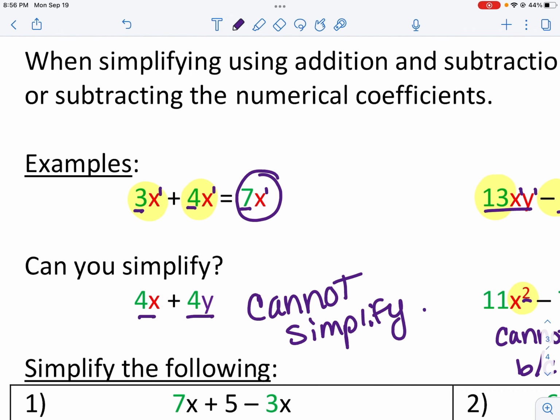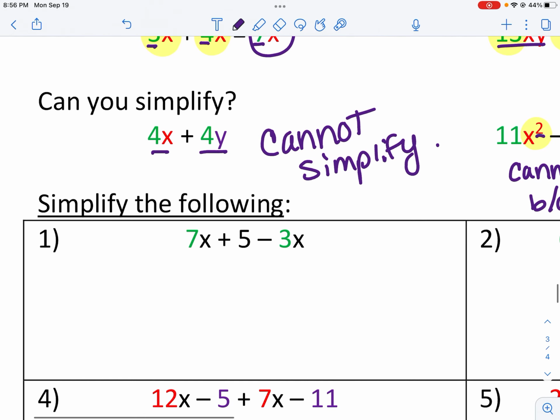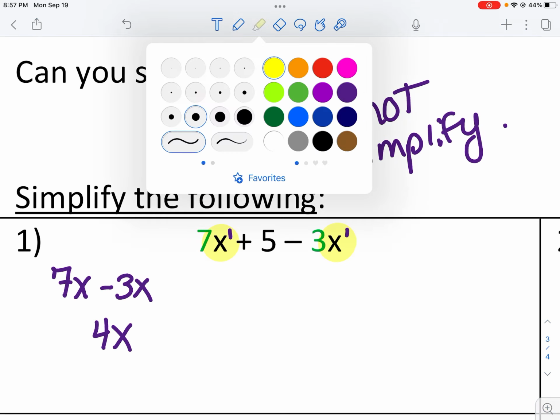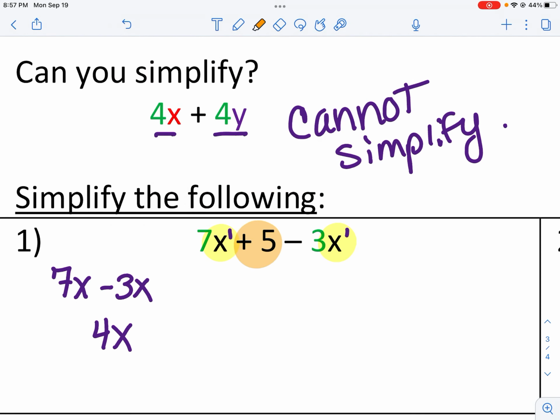All right, let's do one more example together. So this is 7x plus 5 minus 3x. So we want to look for the variable. I see an x here and an x here. They both have a power of 1. So that tells me that I can put those two things together. So I want to think about, what is 7x minus 3x? Well, 7 minus 3 would give me 4x. And I still have this plus 5.